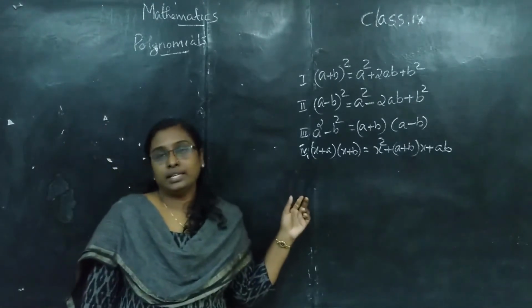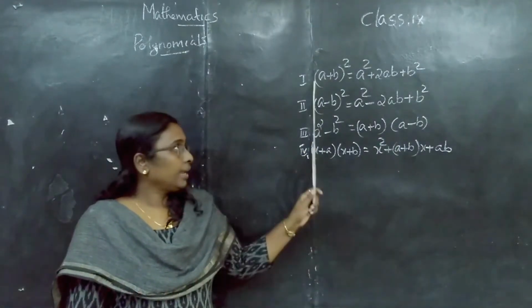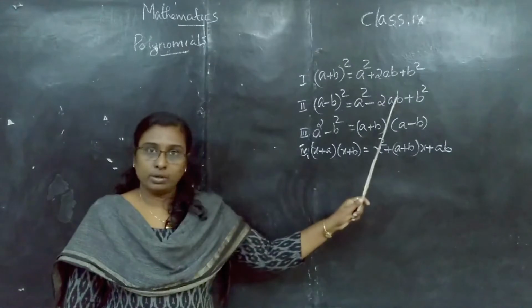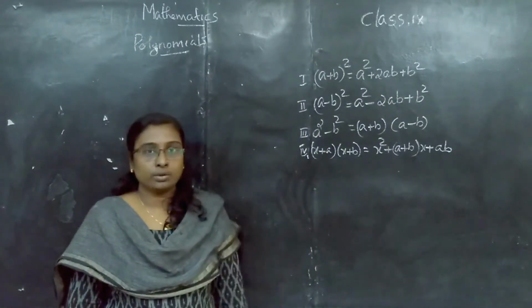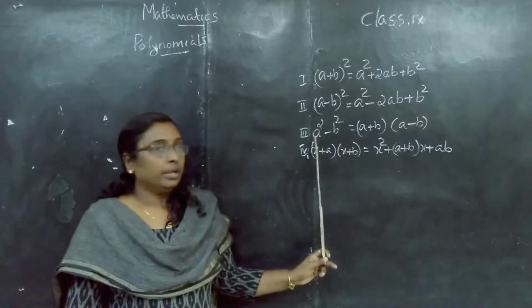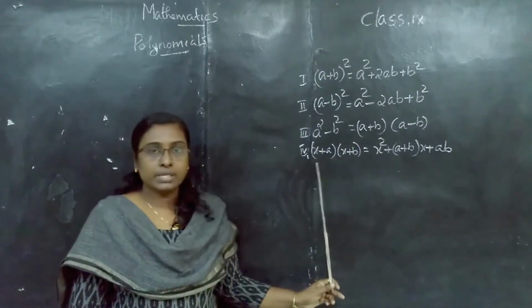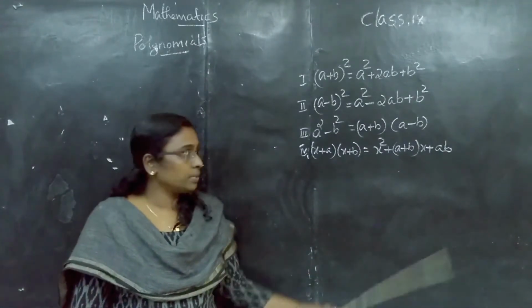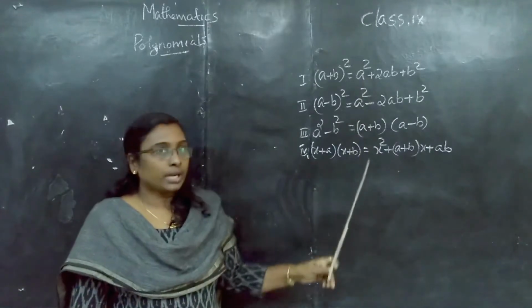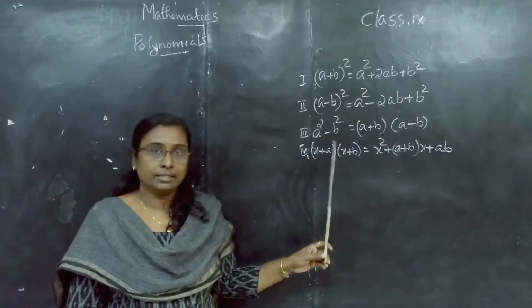You studied some of the identities, isn't it? (a plus b) the whole square equal to a square plus 2ab plus b square. (a minus b) the whole square equal to a square minus 2ab plus b square. a square minus b square equal to (a plus b) into (a minus b). (x plus a) into (x plus b) equal to x square plus (a plus b) into x plus ab. These four identities you studied in 8th standard, isn't it?